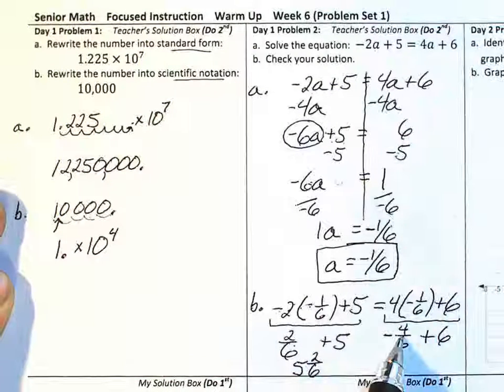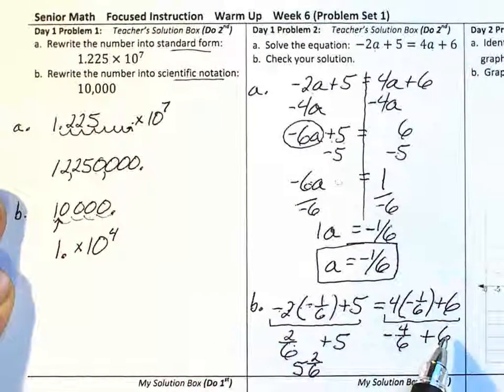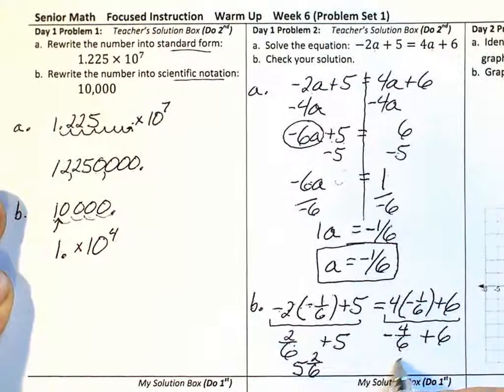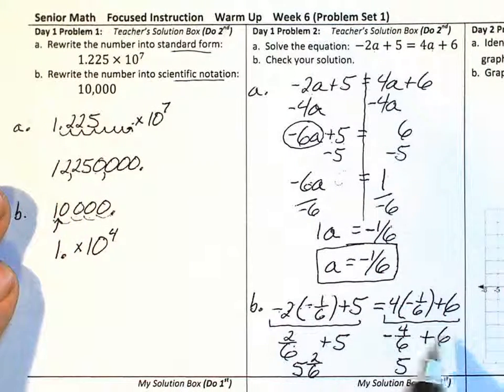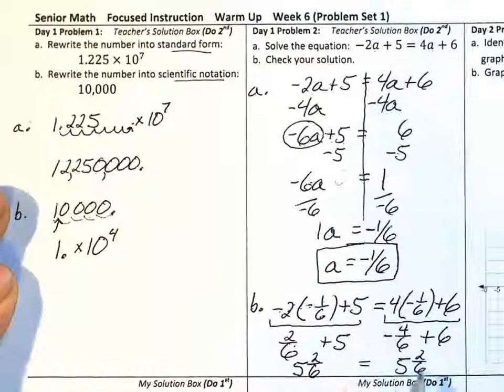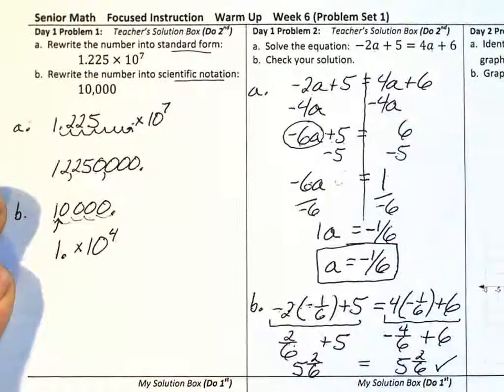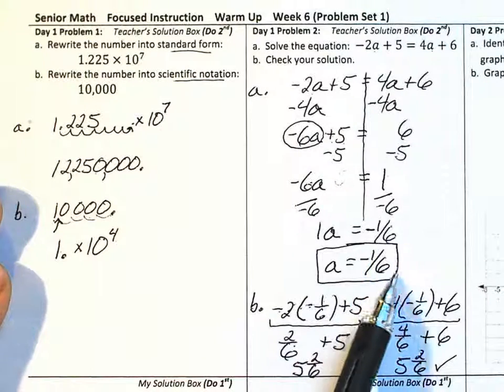Now, what is negative 4/6 plus the whole number 6? This can be thought of as 6 minus 4/6. Well, 4/6 is not one full unit. 6 minus 1 would be 5. 6 minus 4/6 is going to be 5 and then there'll be a fractional piece left over. So 6 minus 4/6 makes 5 and 2/6. So 5 and 2/6 is equal to 5 and 2/6. This checks, and therefore this is the correct answer for A.